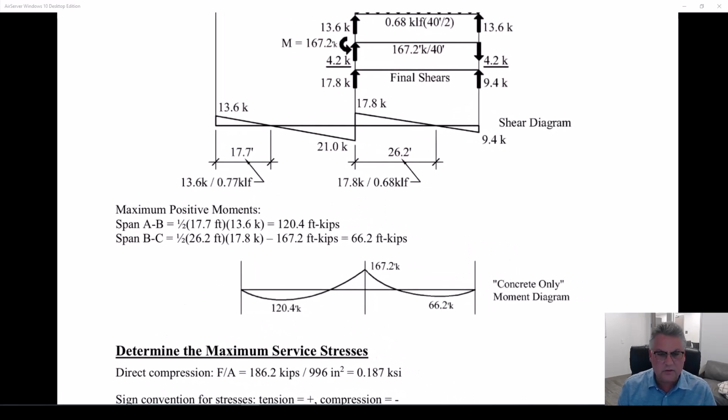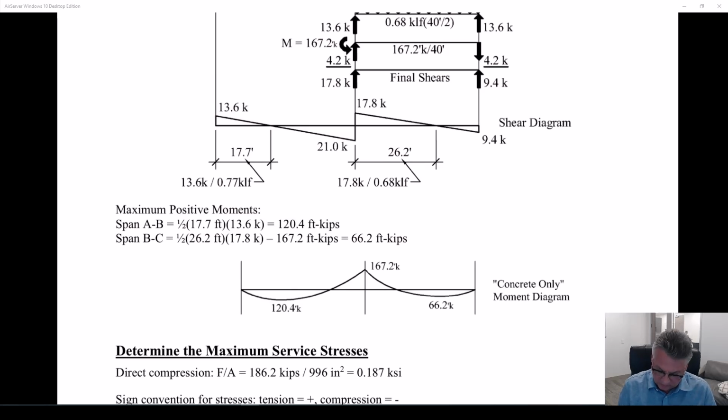The maximum positive moment, and remember that the change in moment is equal to the area under the shear diagram. So the change in moment from here to here is the area under that diagram, 1/2 times 17.7 times 13.6. That's the change in moment. Now, the moment started at 0. The moment we know was 0 at this point. So it turns out that that is the positive moment.